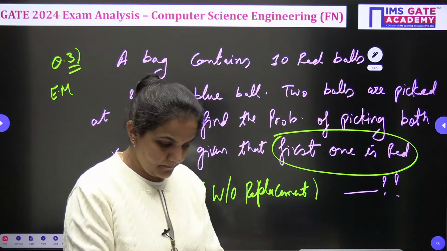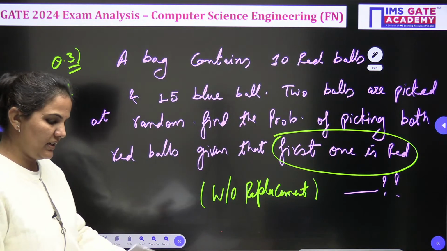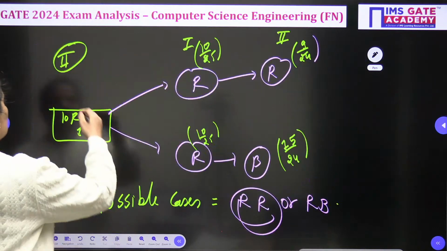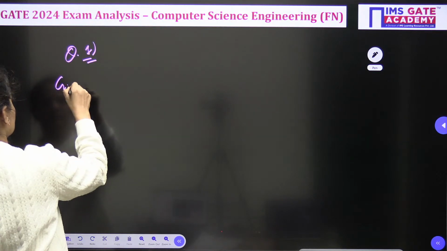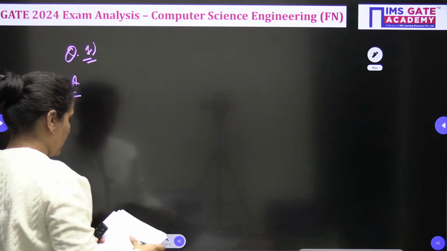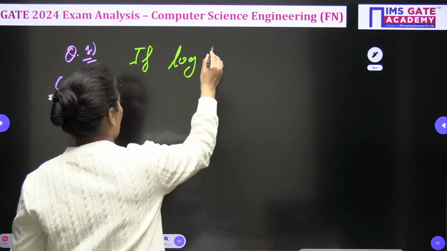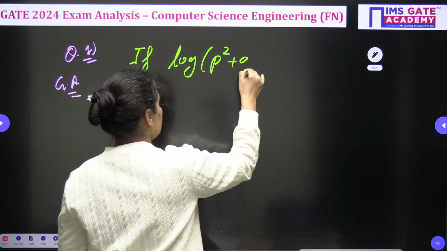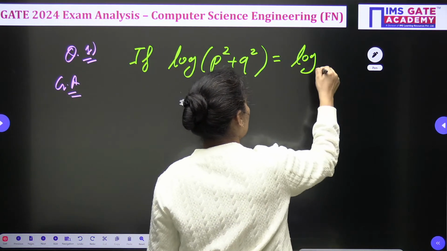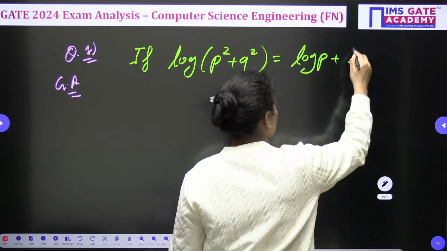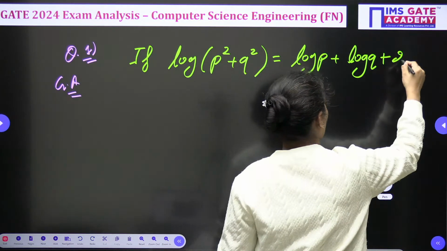One more I am having from the general aptitude. One question I am having from the general aptitude. Let's approach that question, a basic question from logarithm. The question is talking about: if log of p square plus q square equals log of p plus log of q plus twice log of 3.